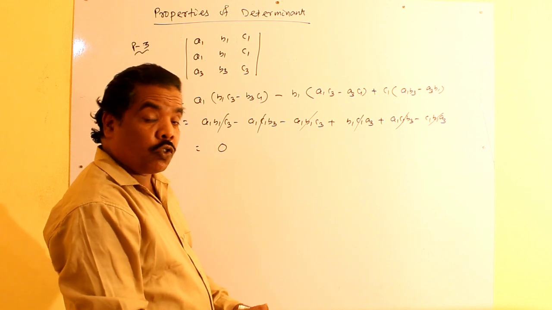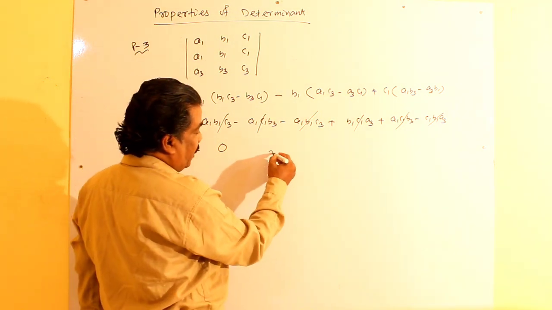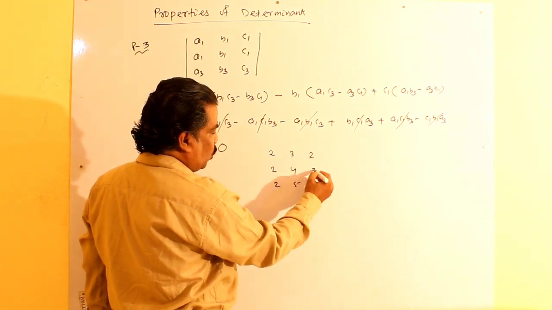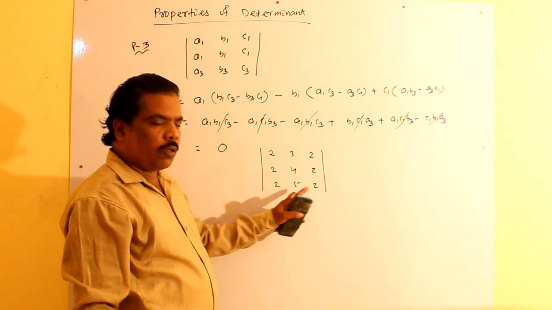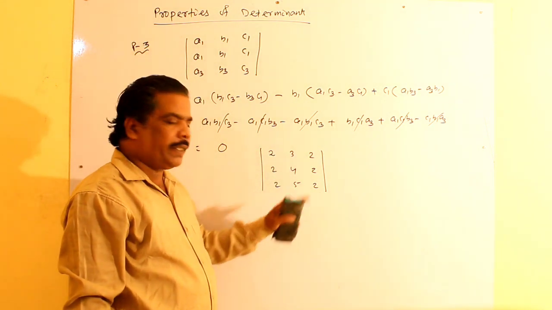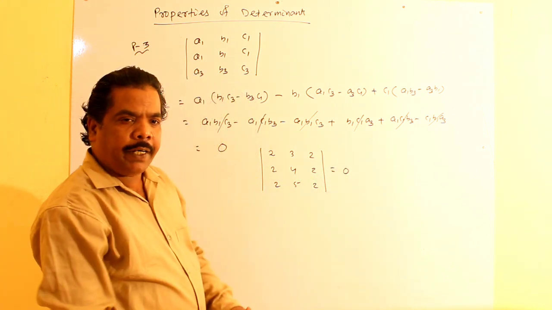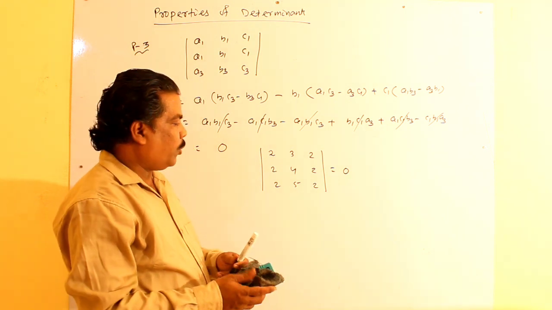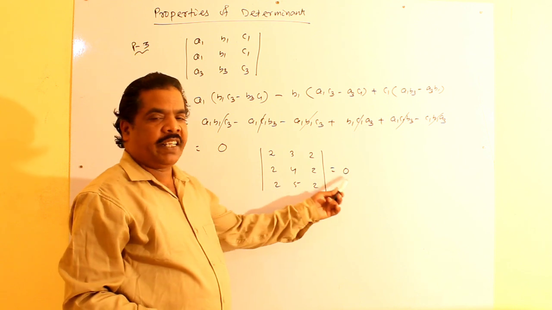If any two rows or any two columns, suppose in a determinant 2, 2, 2, 3, 4, 5, 2, 2, 2. Here in this determinant, column 1 is equal to column 3. If we expand the determinant, the value of determinant is 0. If any two rows or any two columns are equal, the determinant is 0.